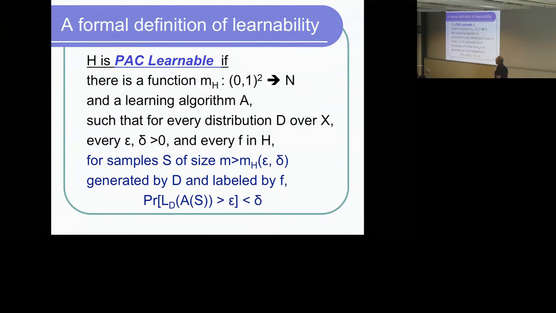Yes. The L is the loss, and this is the error with respect to the true distribution of the algorithm applied to the sample. I will talk about this later. For now, our loss, our error, is the probability of making mistakes. Later, we'll talk about other possible notions of loss. That's why I'm using L here and not error. That's a good point.